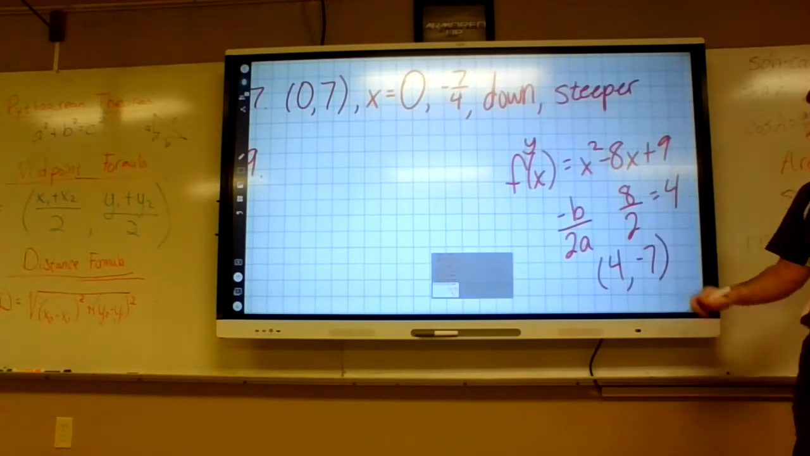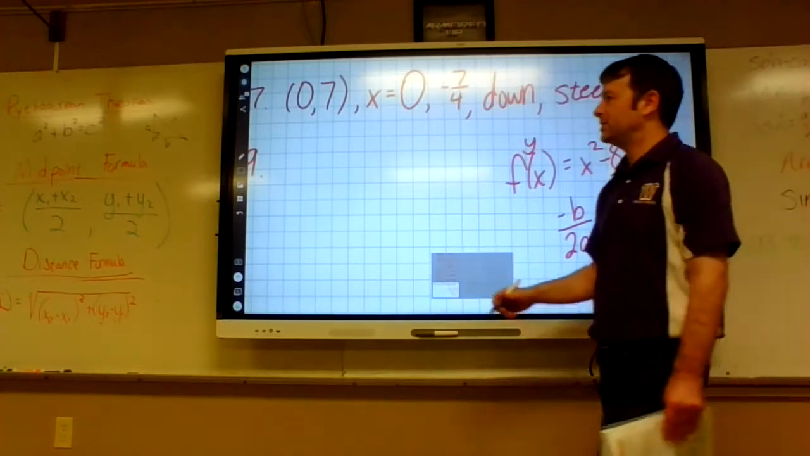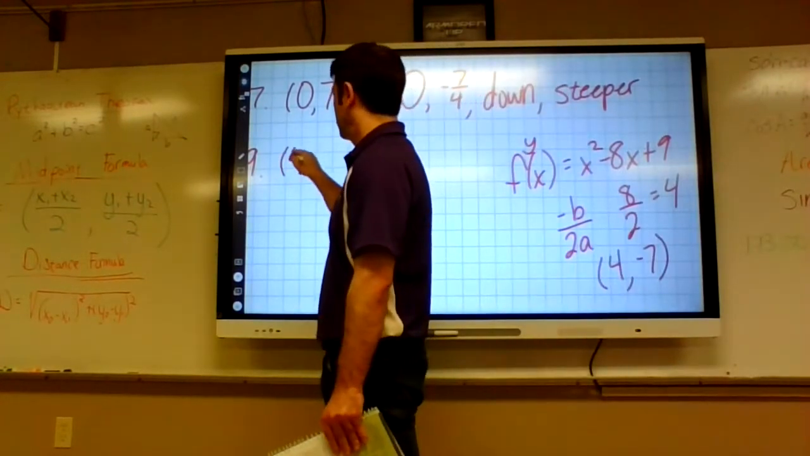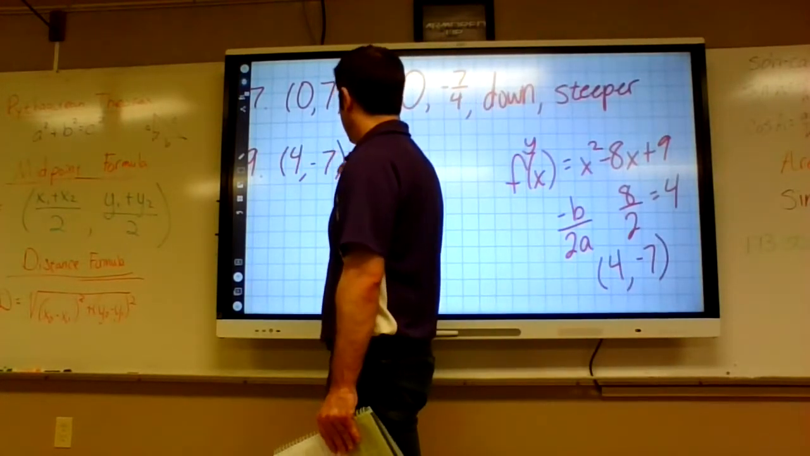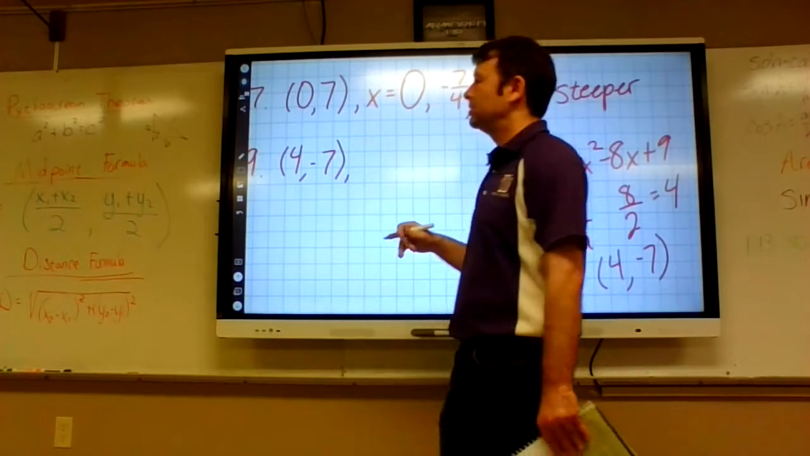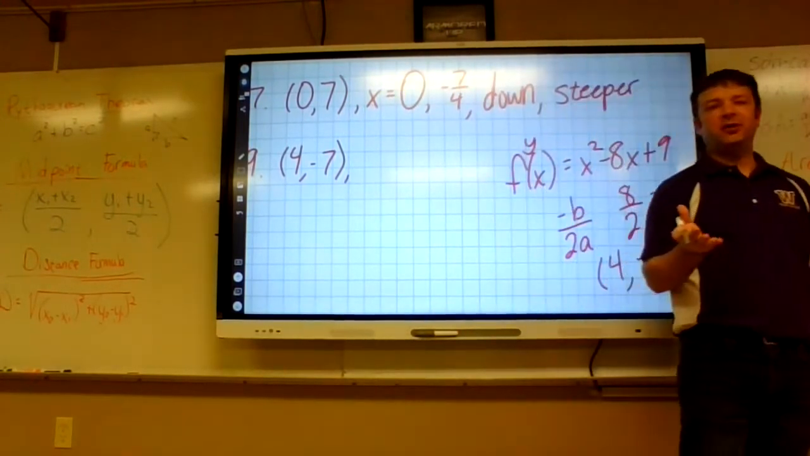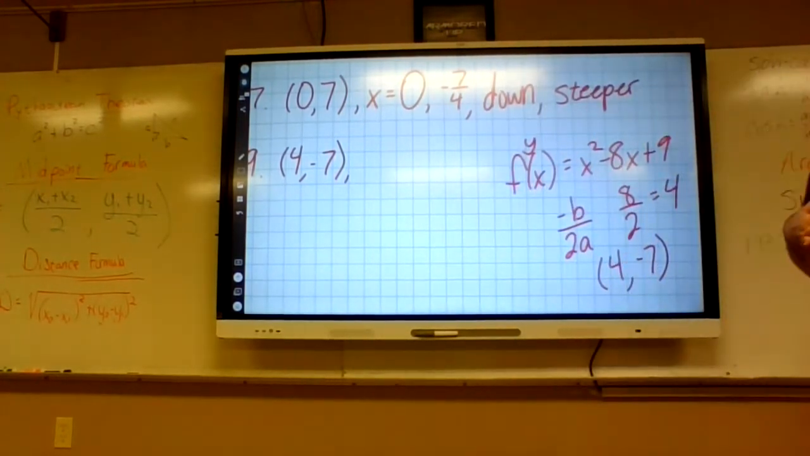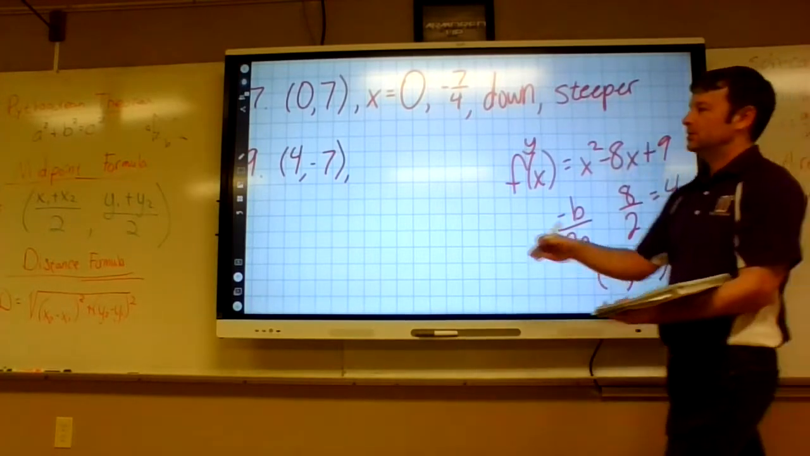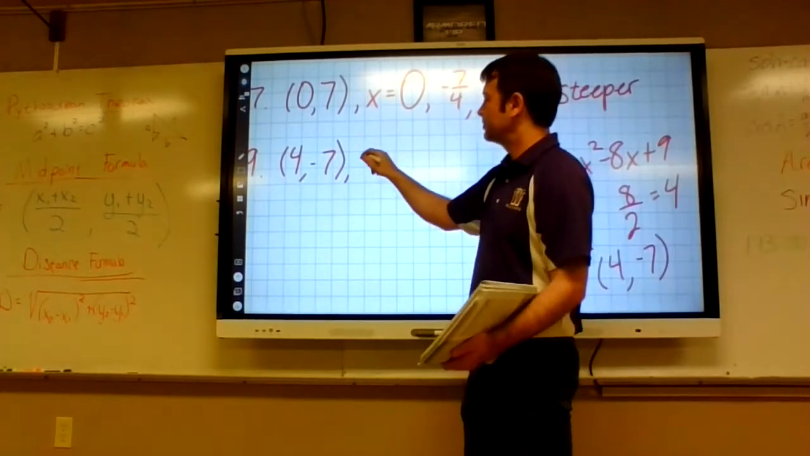Negative 7. So the vertex is at 4, negative 7. After that's the hard part. After that, everything's the same. So the next question is, what is the line of symmetry? X equals 4.